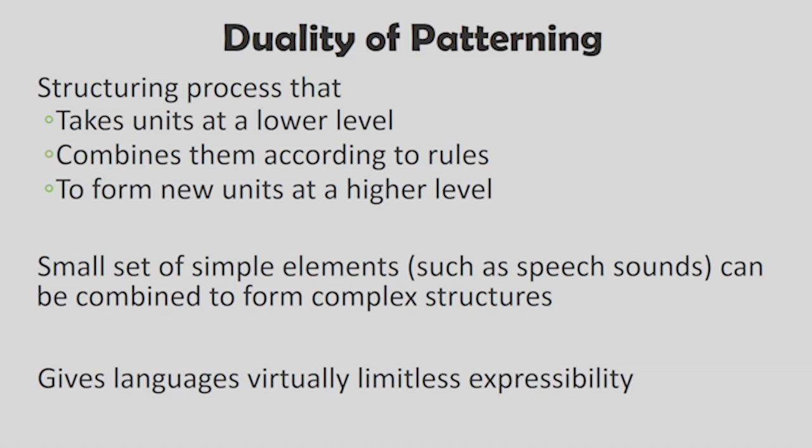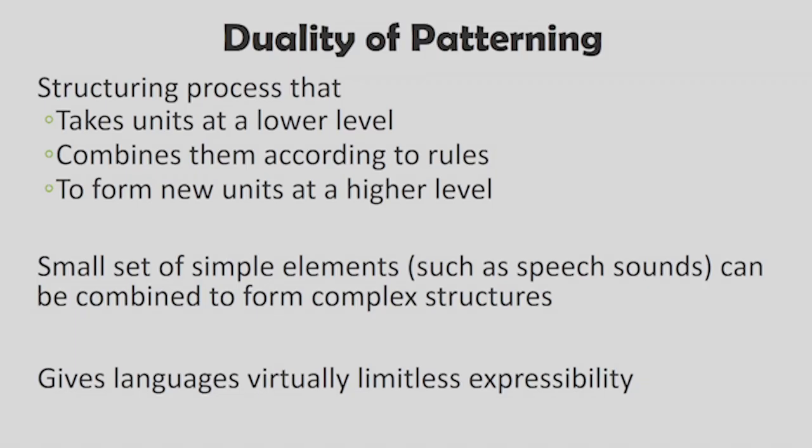So, duality of patterning says that basic level sounds or basic level components or basic level units are taken together and combined to give higher level units. Now, there is no relation between basic level units and the higher level units, because when basic level units combine together, they give an altogether different kind of expression, an altogether different kind of meaning. And how is this combination done? They combine the basic level units into higher level units according to rules. By repeating this process many times, a multi-layered structure of great complexity can be built out of a small set of simple elements.